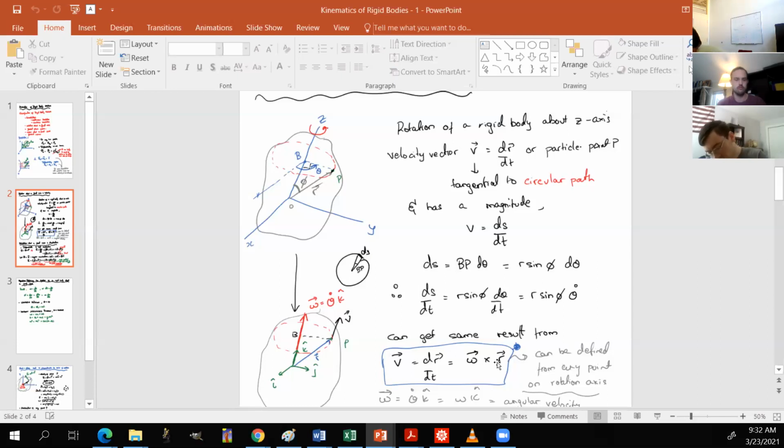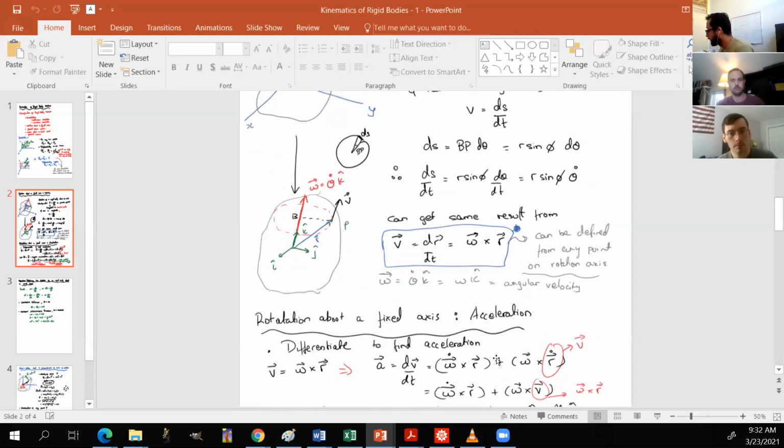And then for this position vector, this is the beautiful part about looking at rotation. You can define this position vector to the particular point of interest from any point on the rotation axis. It does not matter because of this beautiful cross product: you'll always end up getting the shortest possible perpendicular distance from the axis to that point. As long as your starting point is anywhere along the rotation axis, it doesn't matter how you define this position vector.